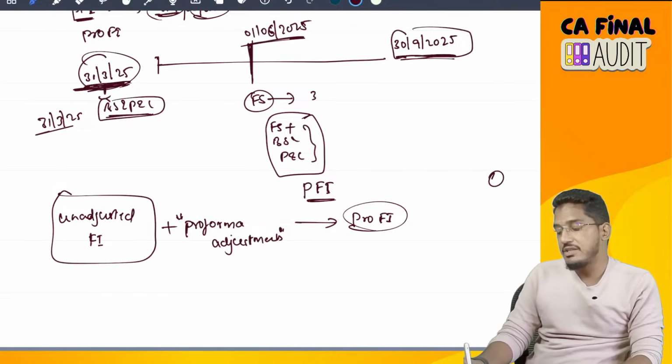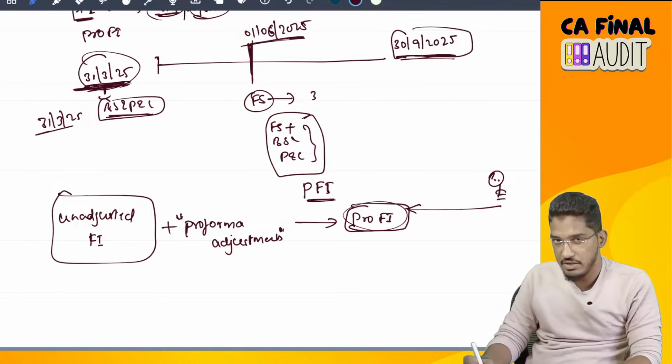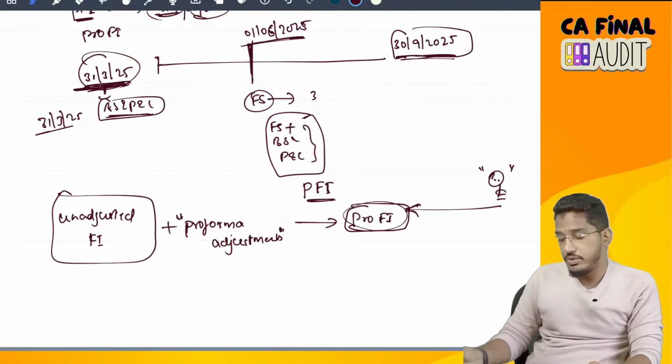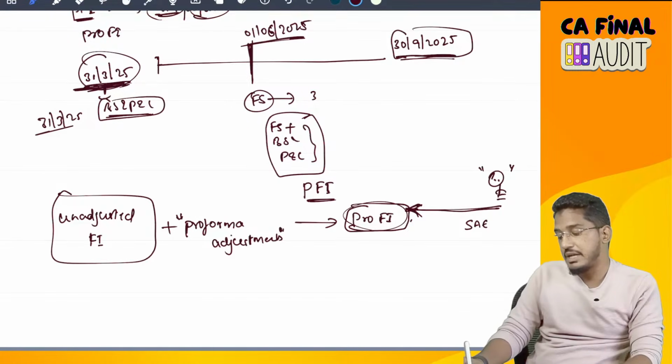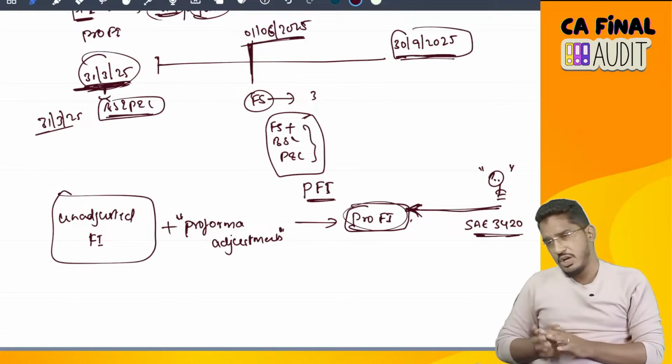Now sometimes some clients might approach you asking you to do the verification or to conduct the audit of that pro forma financial information. However, this is also not a historical financial information, right? This is also information relating to other than historical financial information. So if you are a chartered accountant and some client is approaching you asking you to do the verification of the pro forma financial information and give your assurance on it, how to do that engagement is what is covered under SAE 3420.